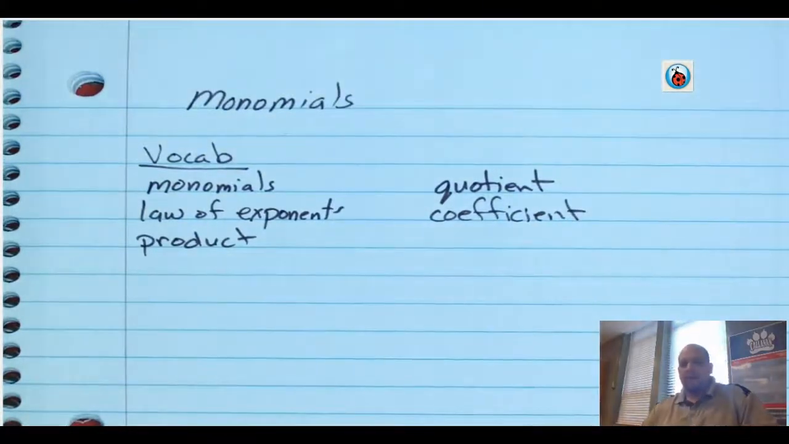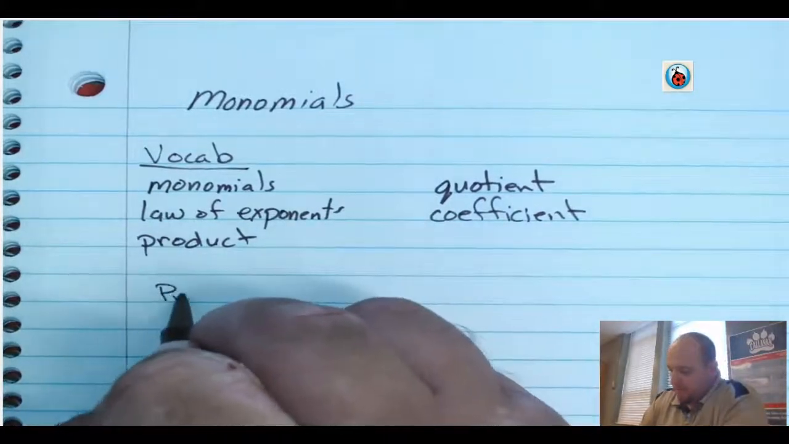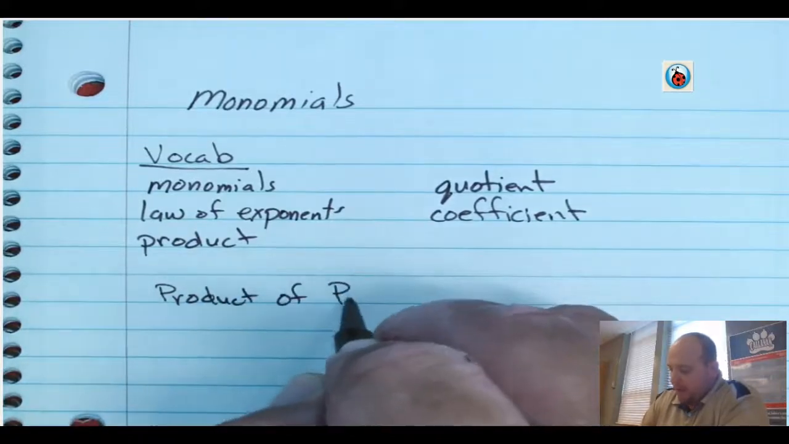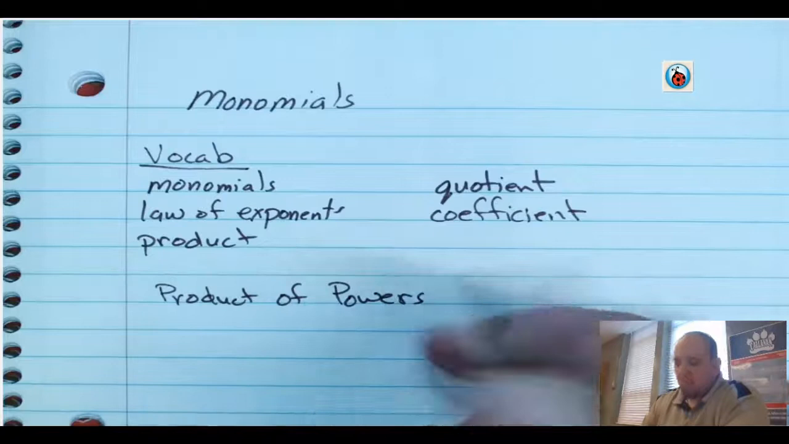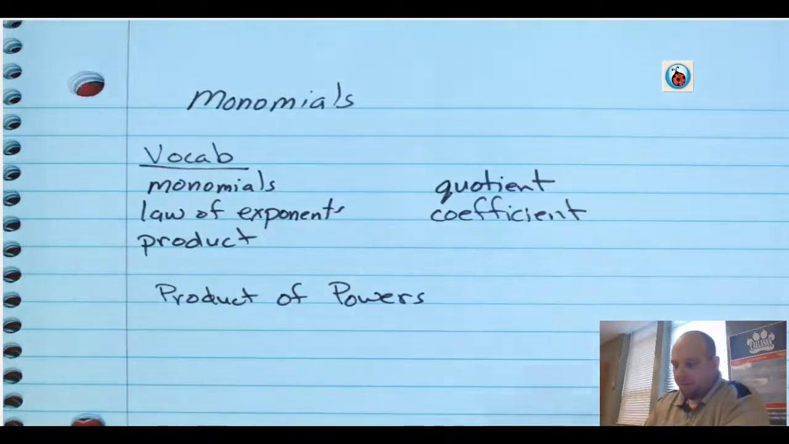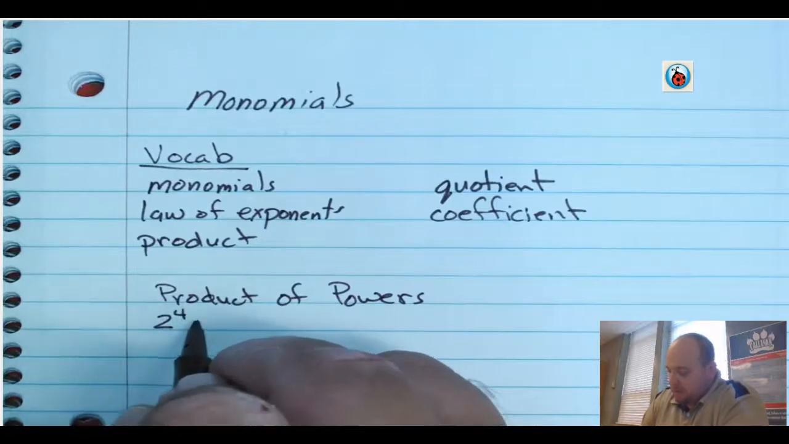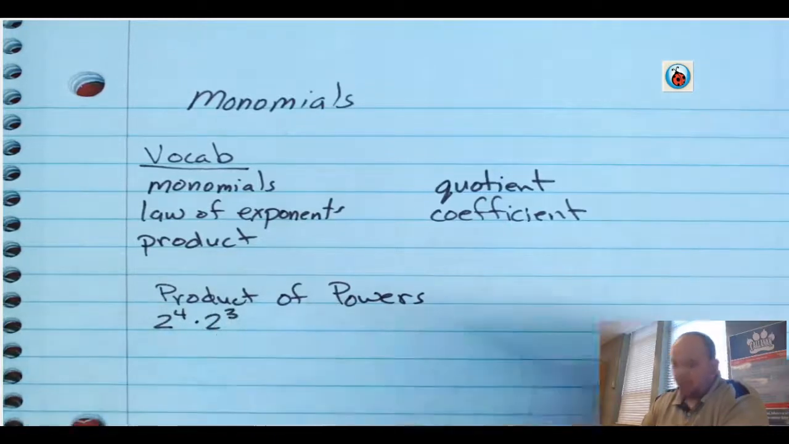So let's go ahead and dive into our first example here. We're going to talk about product of powers. Product of powers basically means multiplying of powers. So it's when you multiply powers by one another. So for example, when you take 2 to the 4th and you multiply it by 2 to the 3rd.